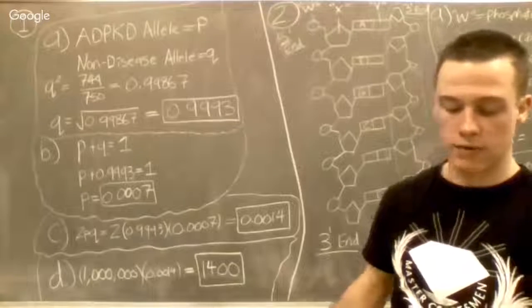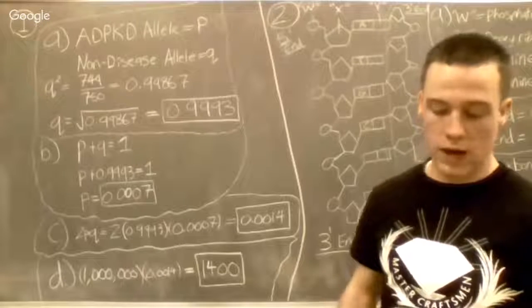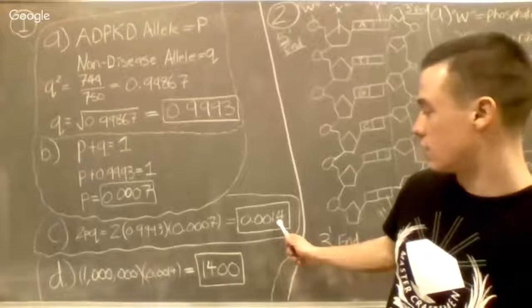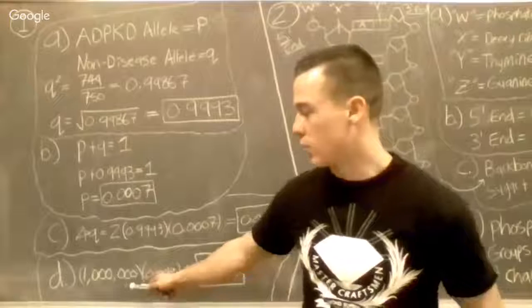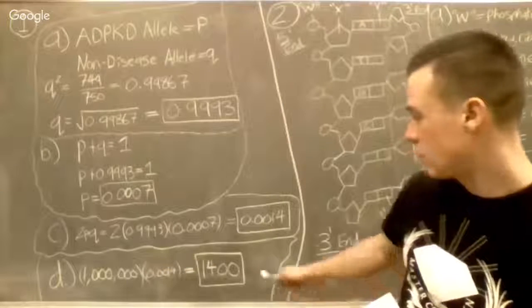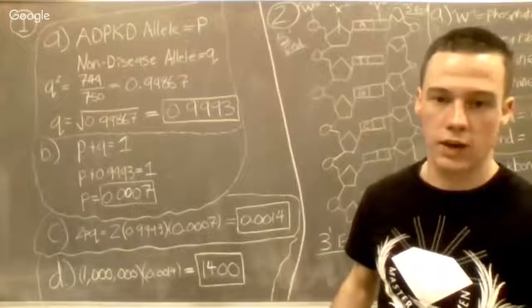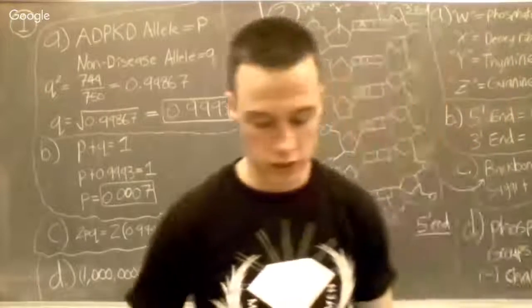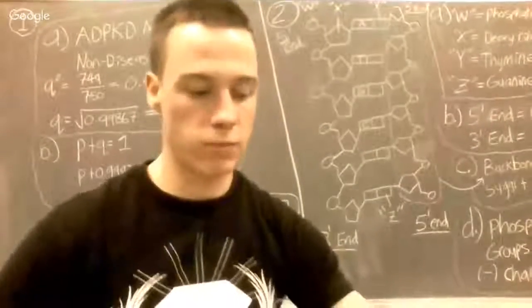And D is asking, out of a population of 1 million people, how many heterozygotes are expected? We just take our frequency of heterozygous individuals and multiply it by the population size of 1 million, and we get 1,400 expected heterozygotes in this population. So number one, pretty simple.